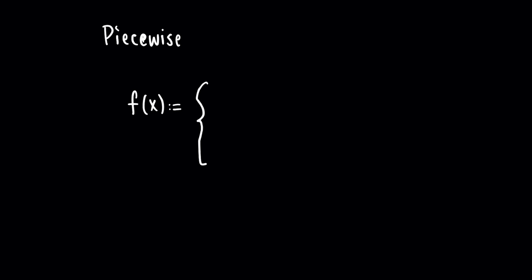And what's going to happen here is we're going to have 2 separate functions here, but we're going to still call overall this function f of x. So what's going to happen here is we might have something like 3x minus 1, and this is if x is greater than or equal to 2.